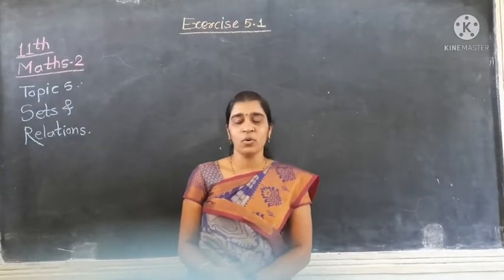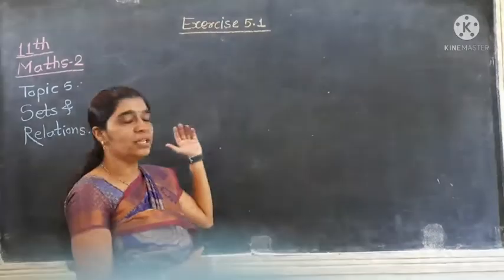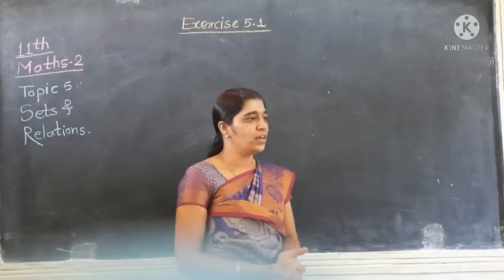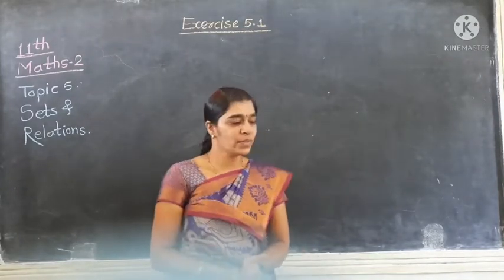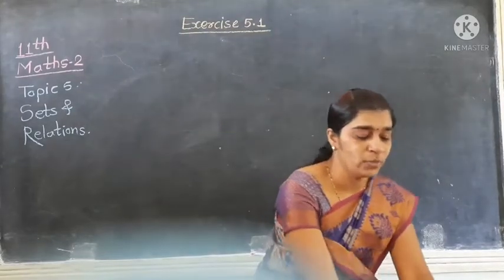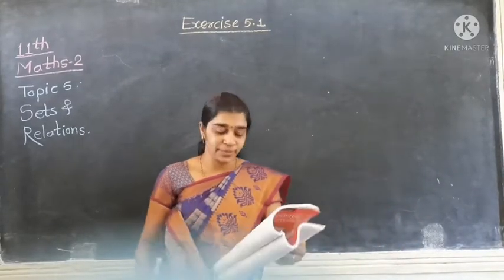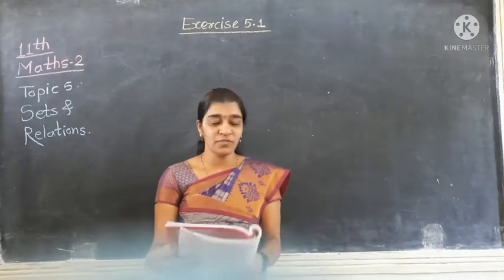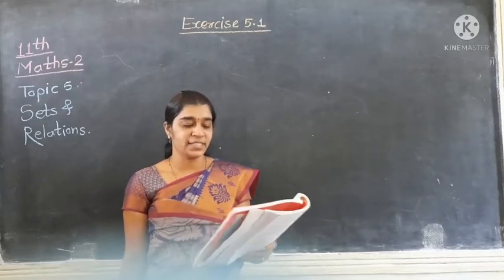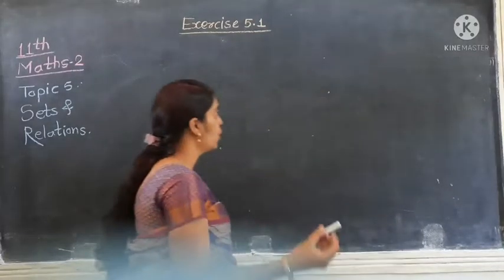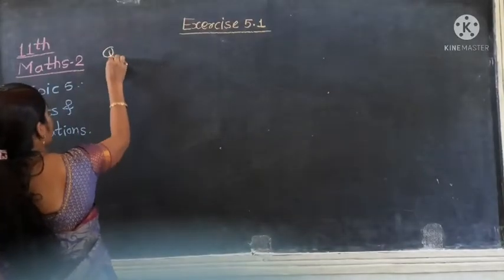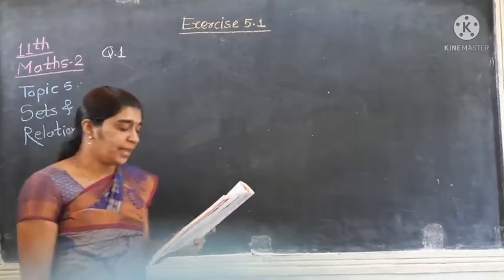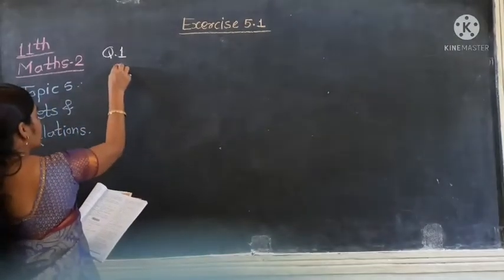Now today we are going to see examples based on all these points, that is, examples in practice set 5.1. So let's start today's video. See exercise 5.1 in your textbook, page number 97. What is the question first? Describe the following sets in roster form. We have to describe them in roster form. Question 1 is in the roster form.